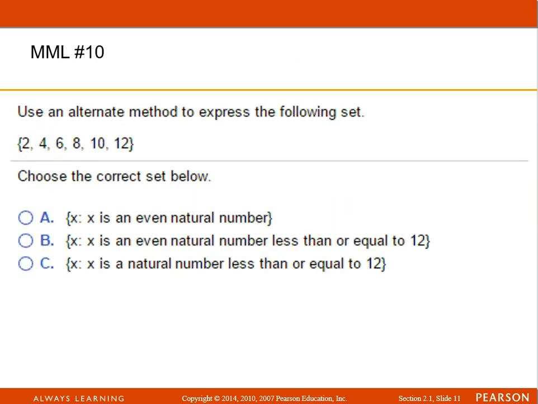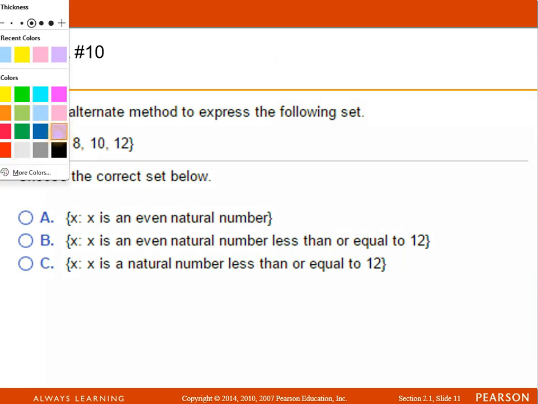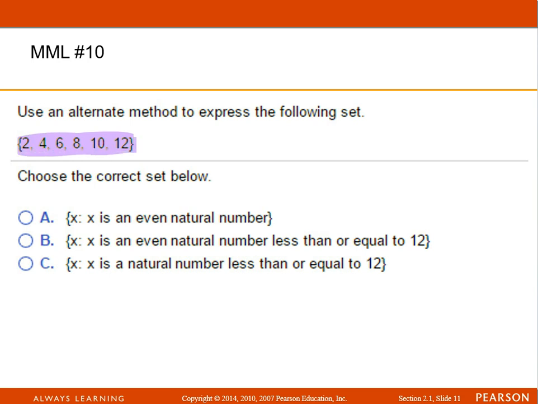All right, next. Number 10. Use an alternate method to express the following set. Okay, this one I can see in their color. How about purple? This one is just a list. It's the numbers 2, 4, 6, 8, 10, and 12. My multiple choice answers are all written in set builder notation because they're not a list. We want to pick out which one of these answers gives the best description of the numbers 2, 4, 6, 8, 10, and 12. They're all even.